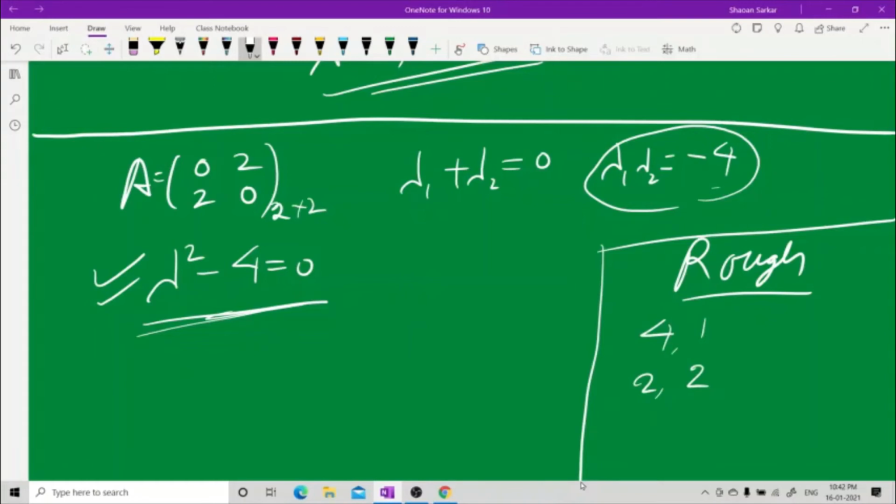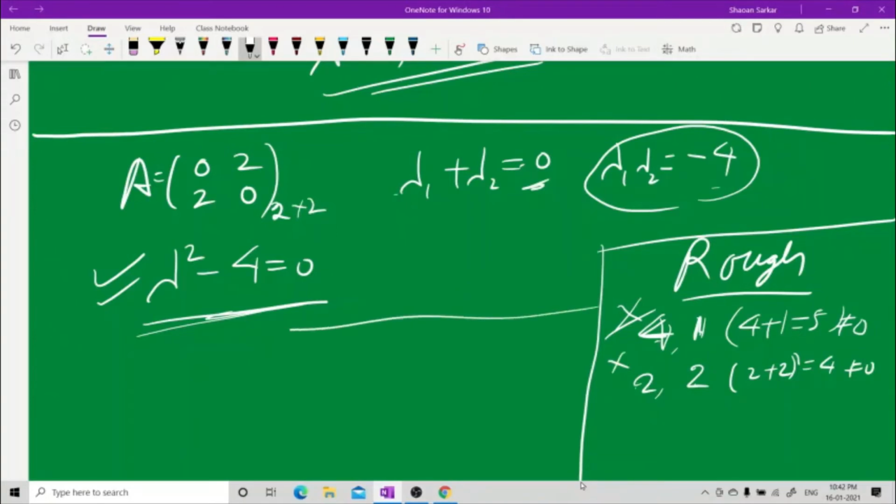That's all. So if I use 4 and 1 and I add them, I will never get 0. Are you getting my point? If I take one root 4, the other root 1, and I add them, I get 5, which is never equal to 0. So this option is neglected. Now I take 2 and 2. If I add this 2 and 2, I get 4, which is not equal to 0. This option is neglected too. Now see, I'm doing all things in rough.